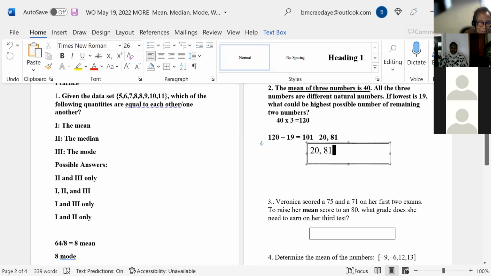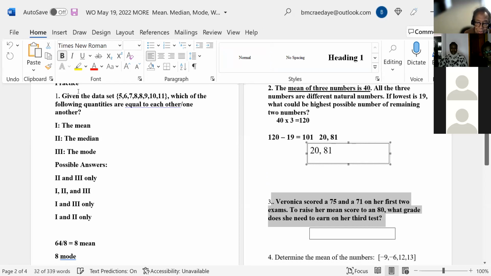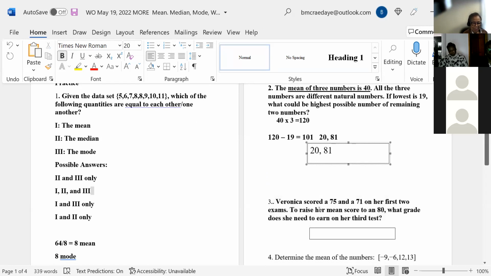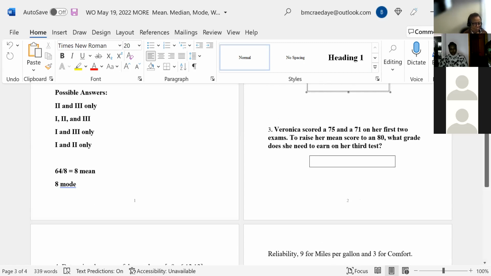Okay, read this one, Mercedes, and tell me the answer. Veronica scored a 75 and a 71 on her first 2 exams. To raise her mean score to an 80, what grade does she need to earn on her 3rd test?